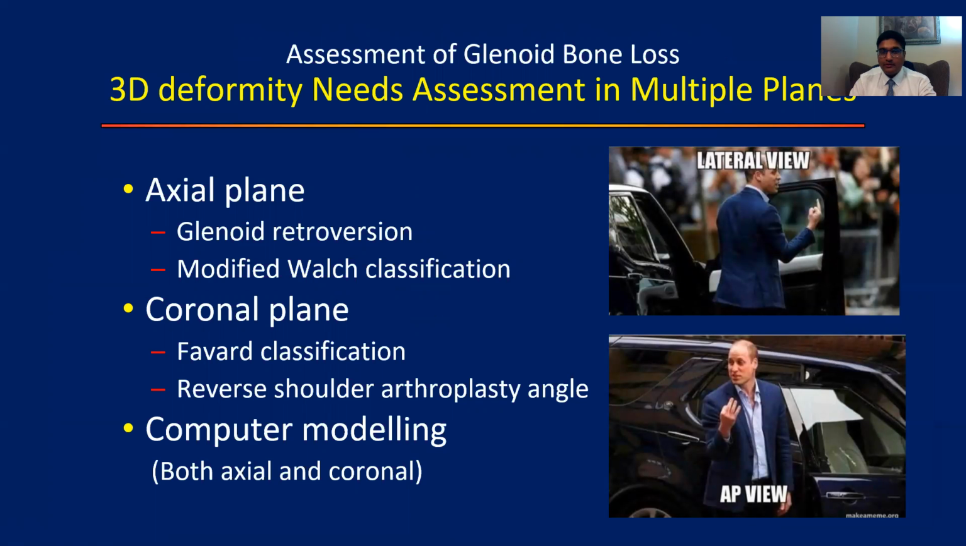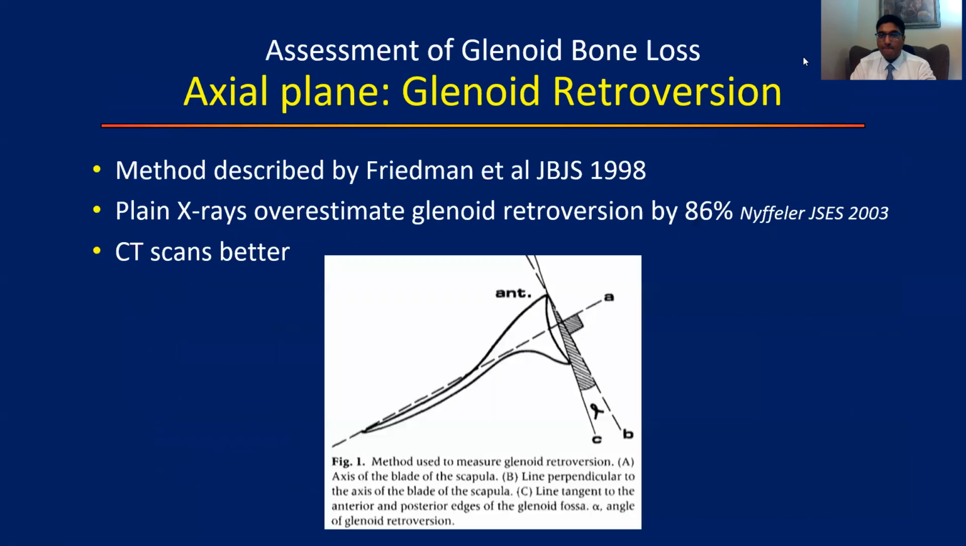An essential part of assessment is to understand that glenoid bone loss is a three-dimensional deformity which needs assessment in multiple planes. In the axial plane, we can do that using glenoid retroversion or the modified Walsh classification. In the coronal plane, we can use the Favard classification or the reverse shoulder arthroplasty angle, or we can do computer modeling, which assesses the glenoid bone loss in both the axial and coronal planes.